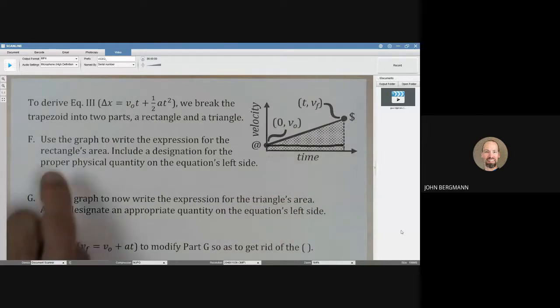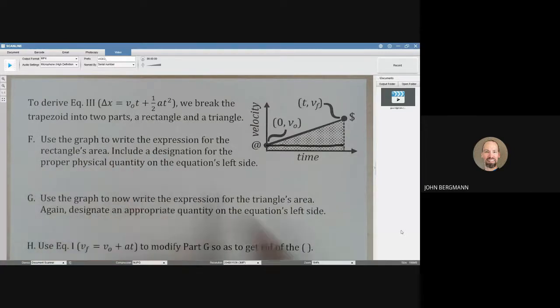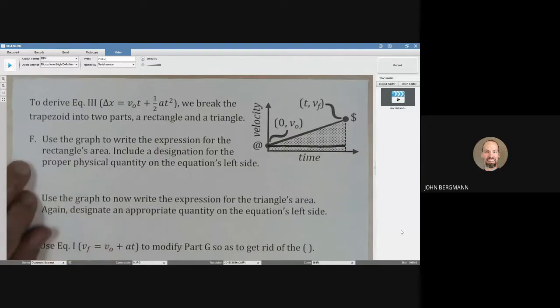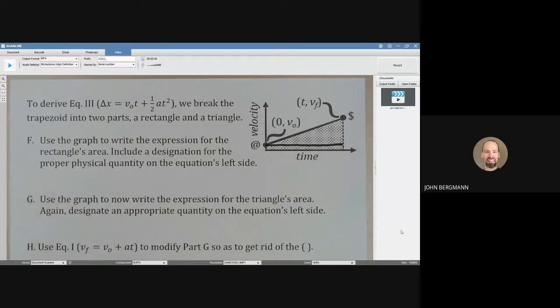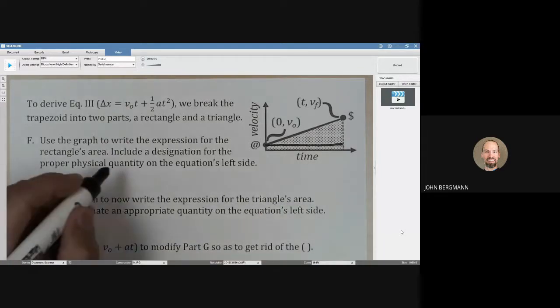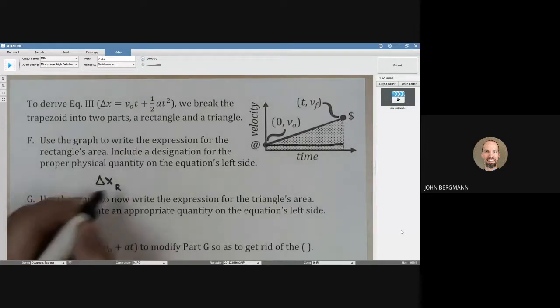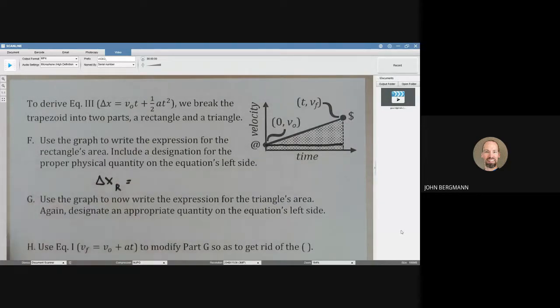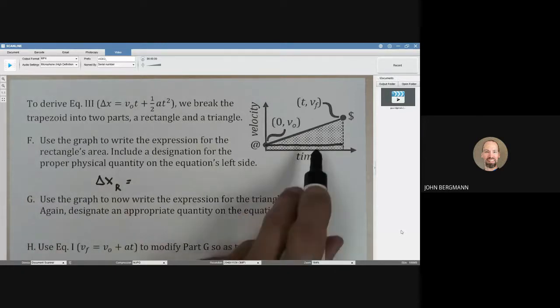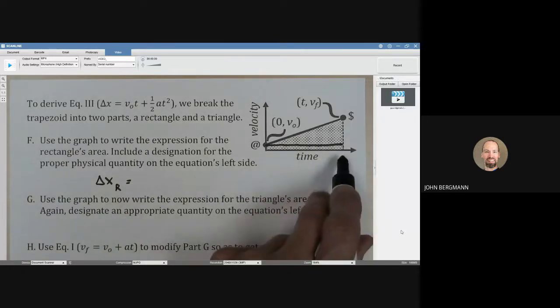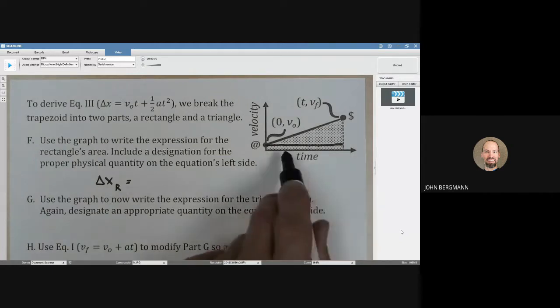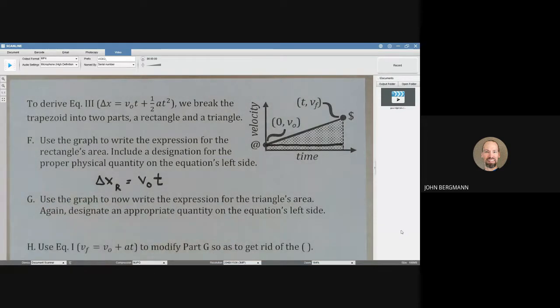Use the graph to write the expression for the rectangle's area. Include a designation for the proper physical quantity on the equation's left side. We've said that the area under a velocity-time curve is displacement. So the displacement for the rectangle, put a little r there, is going to be the area. So what's that? t is the width, and this little height is v naught. So far, so good.